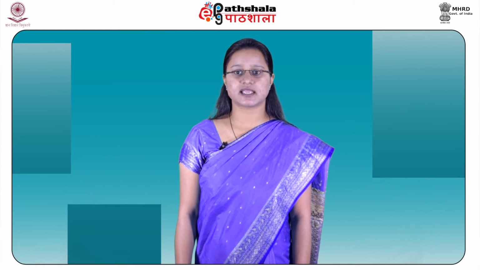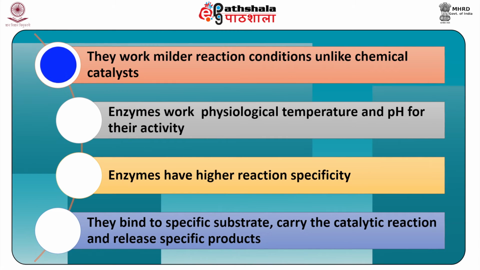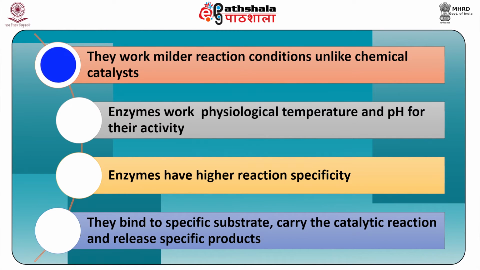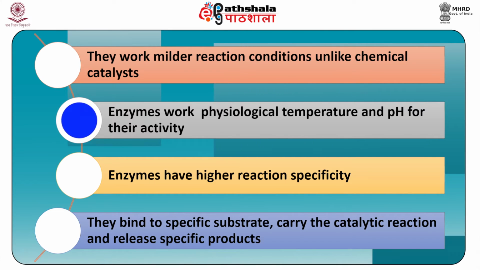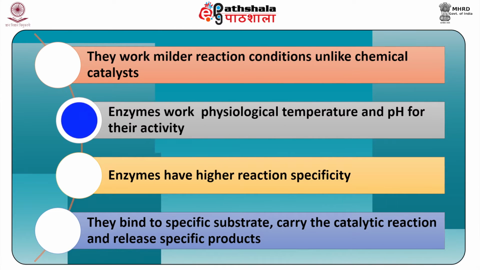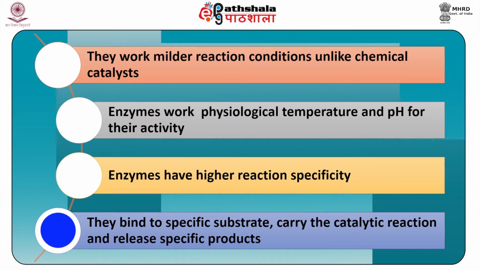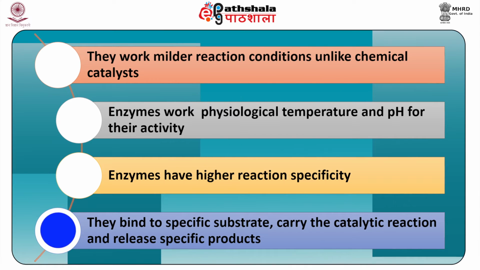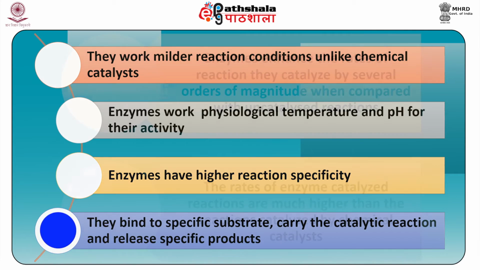Enzymes are biological catalysts that differ from chemical catalysts in 3 ways. They work in milder reaction conditions. Remember, chemical catalysts work at extremes of pH and high temperature, while enzymes, unlike chemical catalysts, work at physiological temperature and pH. Enzymes have higher reaction specificity. They bind to specific substrates, carry out the catalytic reaction and release the specific products.